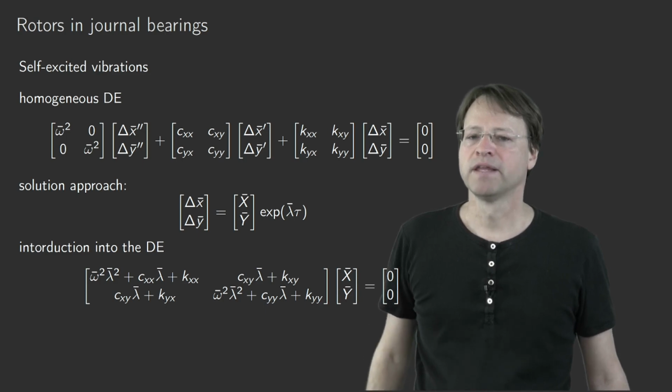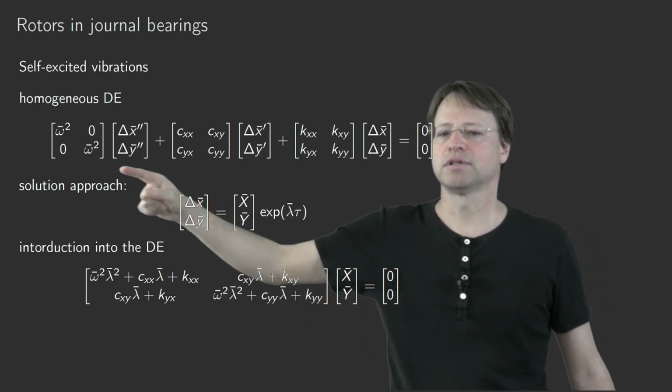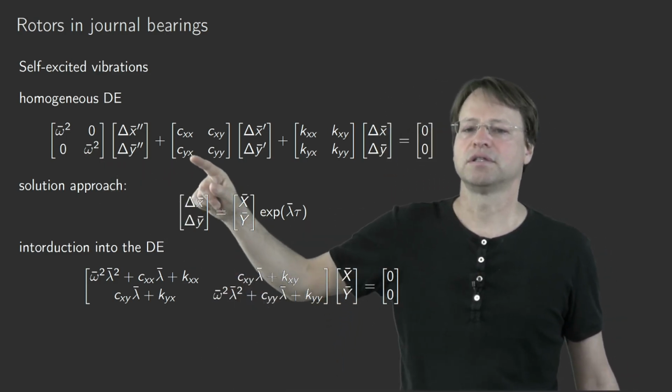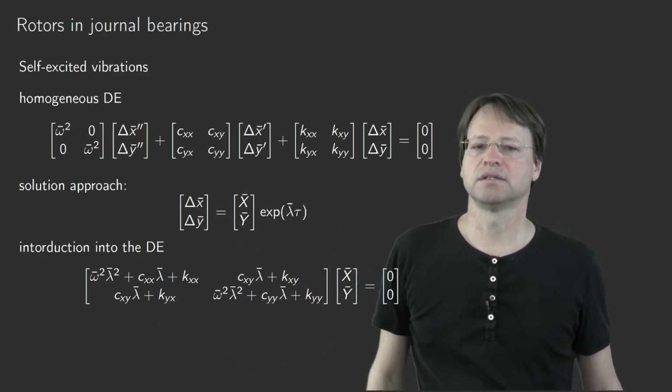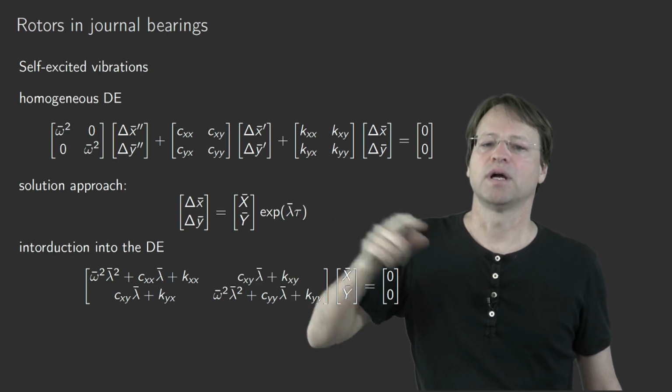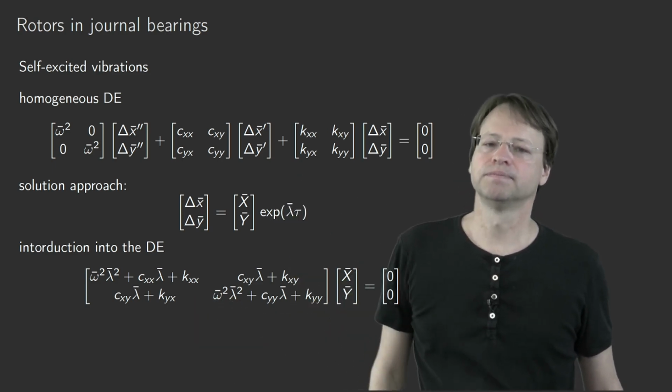Second row of our coefficient matrix is composed by all the entries of the second equation that are multiplied by x bar. So in first position in this matrix, here it is 0, here it is cyx from the damping matrix times lambda bar, here is the entry, and kyx, here it is.